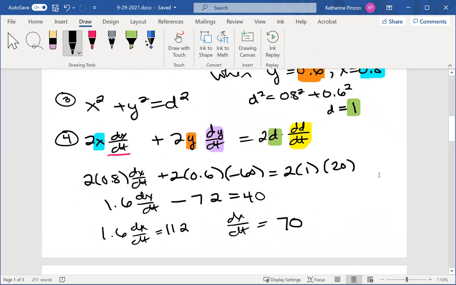Yeah, step 5 is you started with words. You should have words in your answer. Miles per hour, because dx is the miles, the distance, and time is an hour. So miles per hour. So the speeding car is moving away from the intersection at a rate of 70 miles per hour.